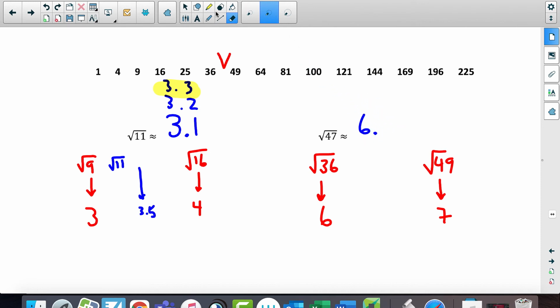We ask ourselves, is 47 closer to 36 or 49? Definitely closer to 49, so I'm going to put it right there, 47. All right, so if it's closer to 49, it's closer to the bigger one, what do you know? Half would be 6.5. This must be more than half, and a fair bit more, right? There's 13. Half would be around 42.